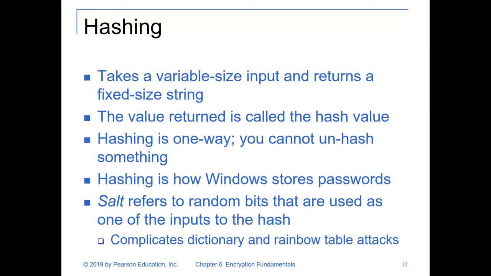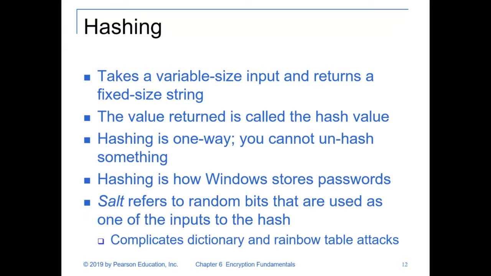Hash functions. A hash function takes a variable size input and returns a fixed size string. The value it returns is called the hash value or the digest. There are three properties that a hash function should have. It's a variable length input with a fixed length output. So no matter what you put in the hashing algorithm, the same size output is going to be generated.